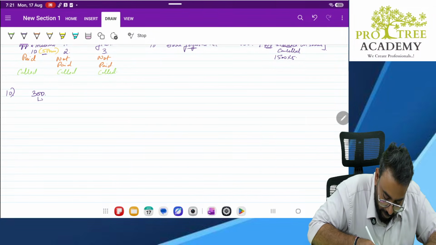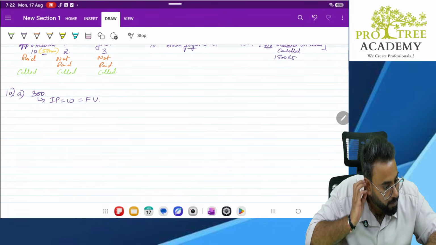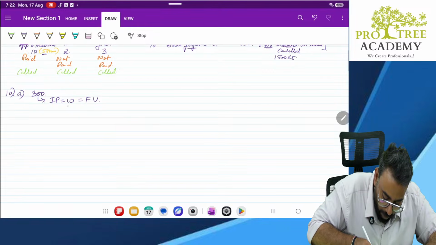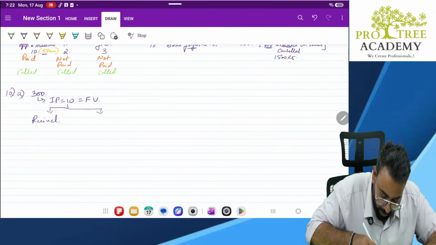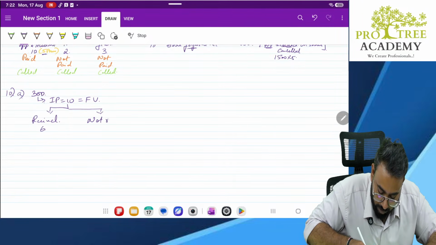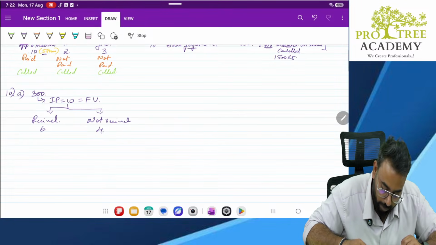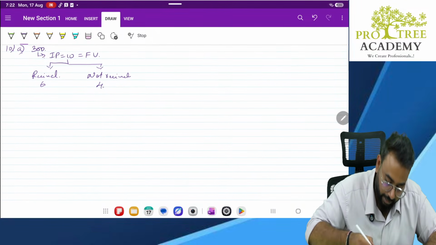Okay. And this 300 shares, case A, issue price is equal to 10, face value is also 10. Out of this, how much we received, how much is not received? Received 6 rupees, not received 4 rupees. Clear? What is the cancellation entry?